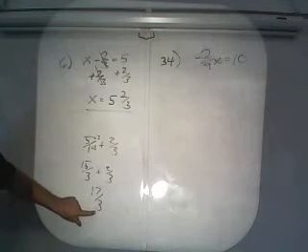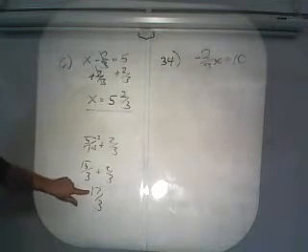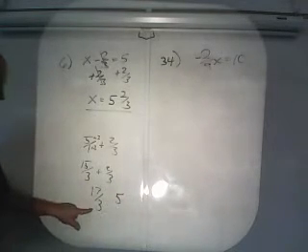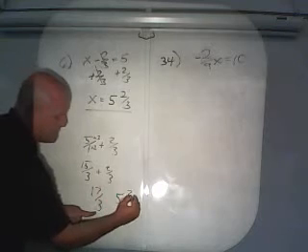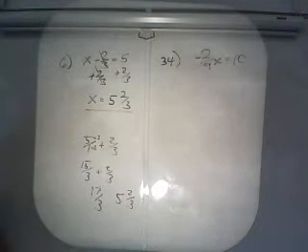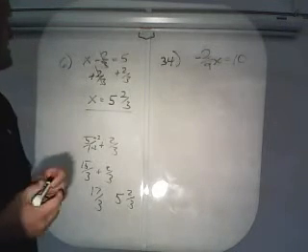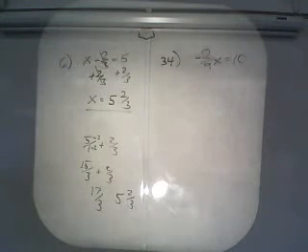Because if I ask myself, how many times does 3 go into 17? It goes into 17 5 times. That would make 15, and we have 2 left over. So it would be 5 and 2/3. That is number 6 on your homework assignment for tomorrow.